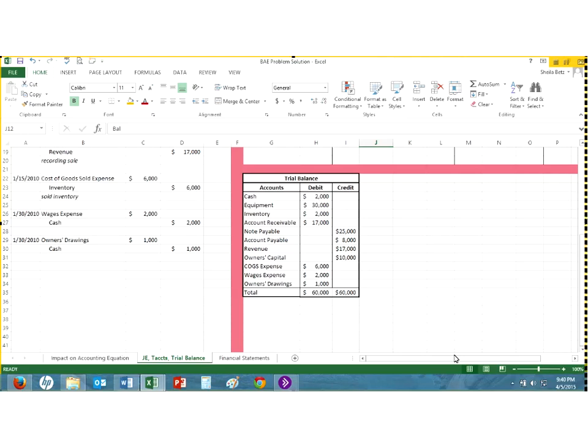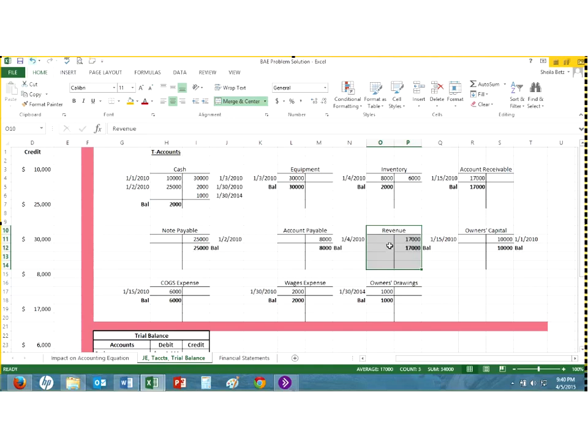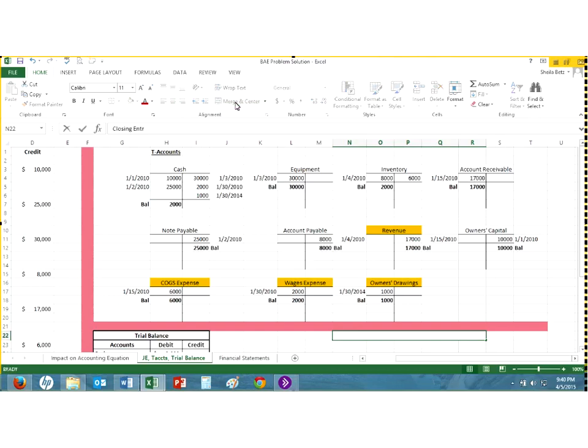I'm going to put them in yellow here. Revenue, because that's a temporary account. We're going to close out cost of goods sold expense, because it's an expense, wages expense, and owner's drawings. These are the only accounts we're going to close. And we're going to do the closing entries right on this page.